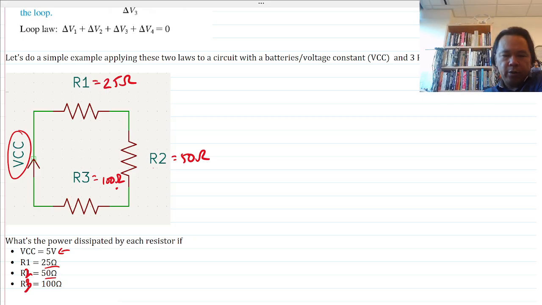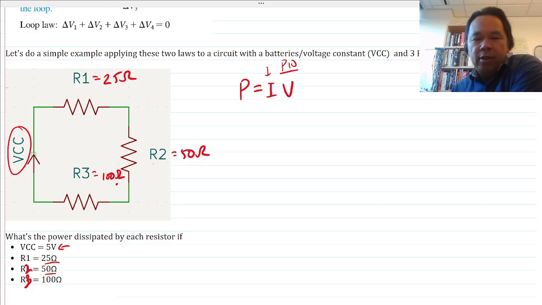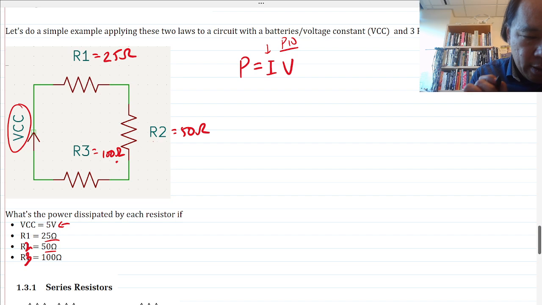Okay, and we just want to calculate the power that is dissipated by each resistor. How do we figure it out? So the power dissipated by a resistor, the way I like to write this is actually PIV, right? So that's the easy way to remember that equation. In order to calculate this, I have to figure out what is the voltage drop across each of these resistors, because this is per resistor.